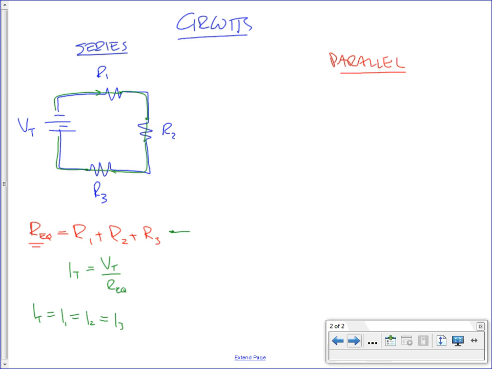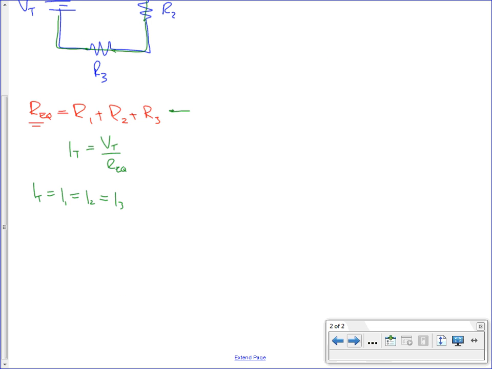And then, assuming you know the current through each resistor and the resistance of each resistor, you can apply what we call the loop rule and say that all of the voltage drops across each of those resistors have to add up to the total. All right? Classic blunder.